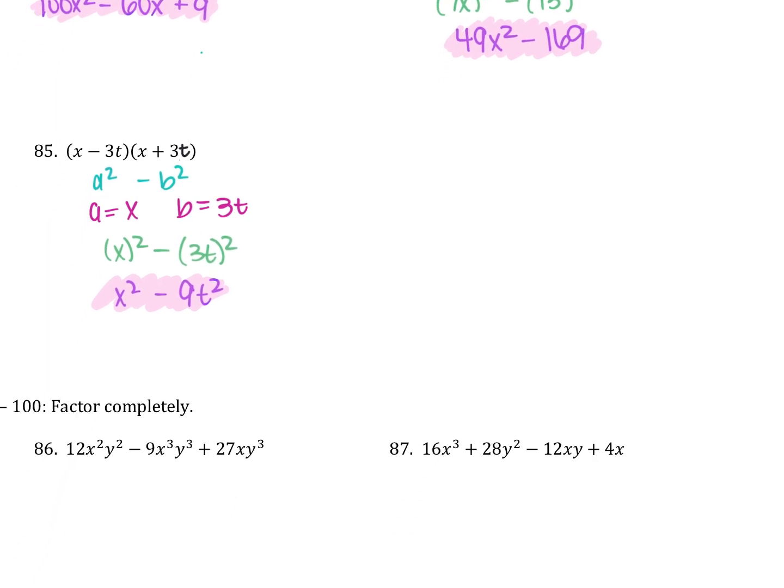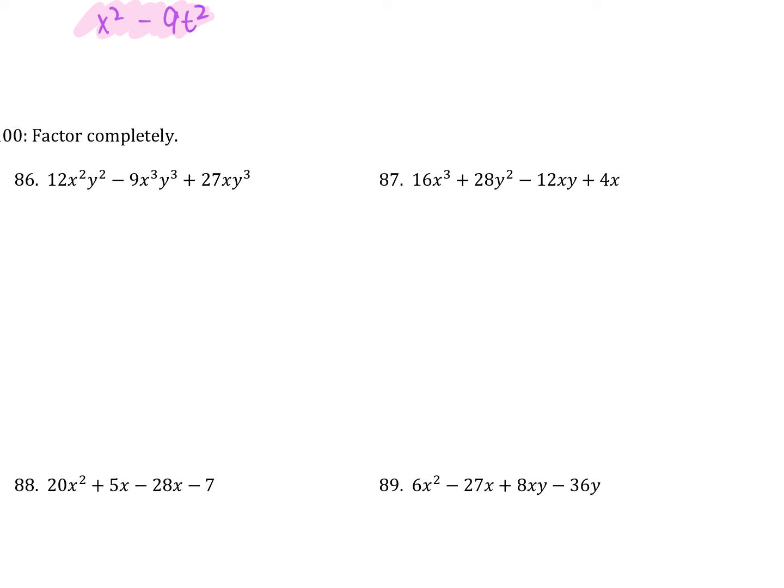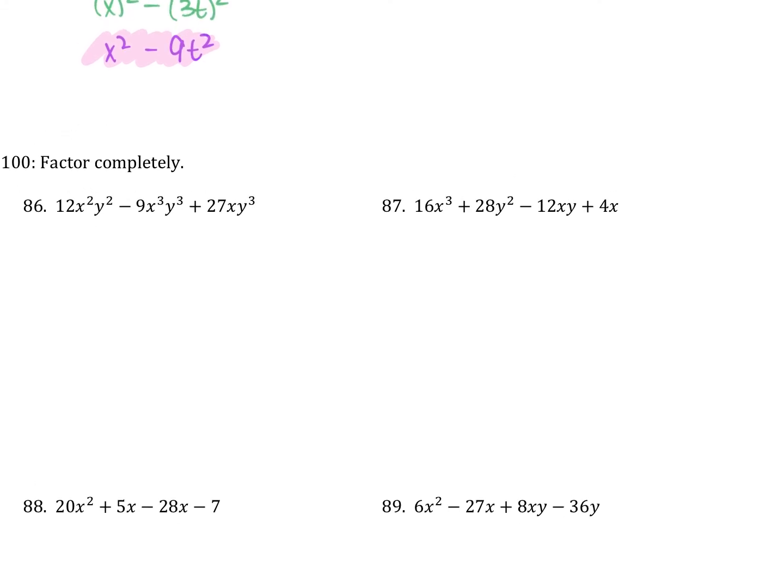For 86 through 100, you are just factoring completely. So for 86, you have 12x squared y squared minus 9x cubed y cubed plus 27xy cubed. You're going to try to factor out the greatest common factor from this. They are all divisible by 3, so that's going to be your number term that you're factoring out. They all have an x. The smallest power is 1, so we'll factor out an x. They all have a y. The smallest power is squared, so we'll factor out a y squared.